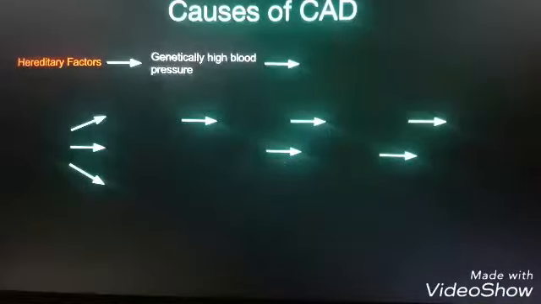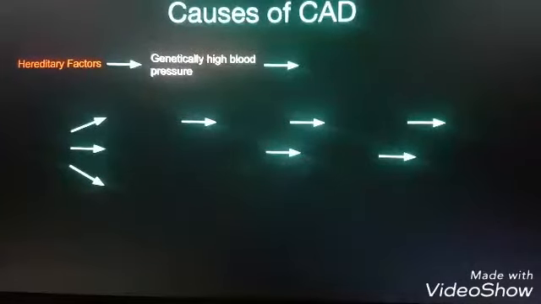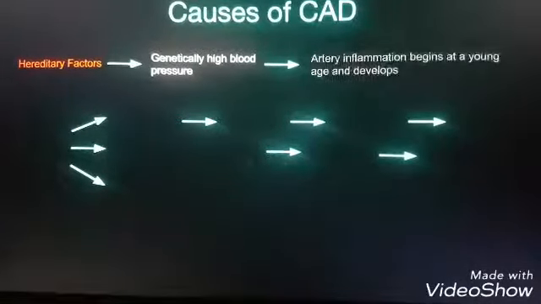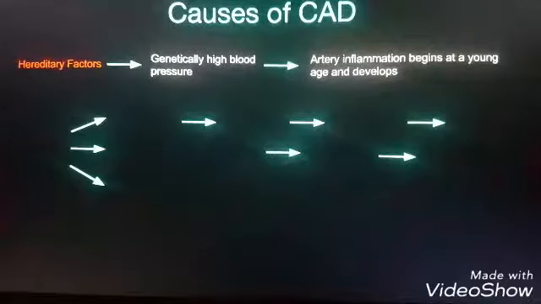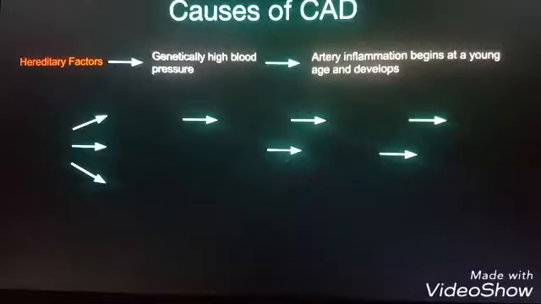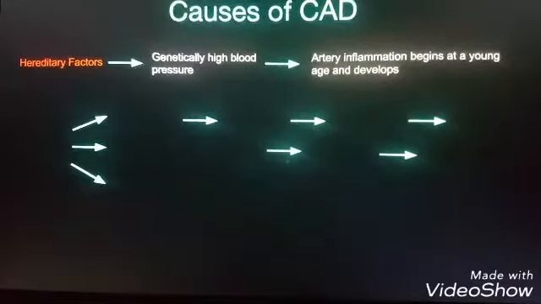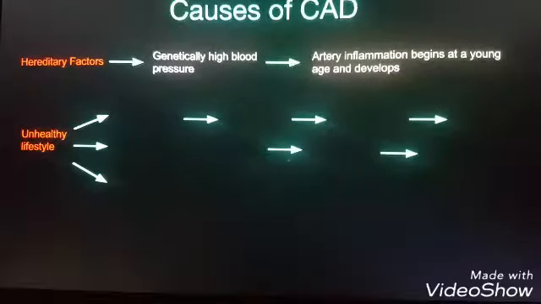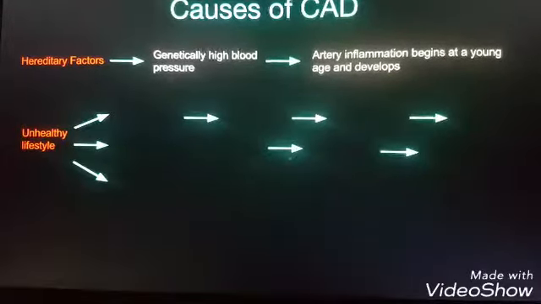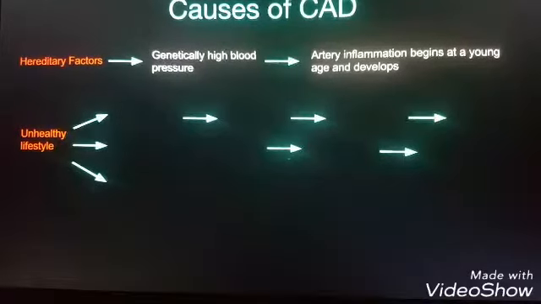Causes of coronary artery disease. Coronary artery disease can be hereditary. So for someone, for example, if you have a genetically high blood pressure, artery inflammation can begin for you at a young age and plaque can develop very quickly. However, an unhealthy lifestyle can also lead to CAD.